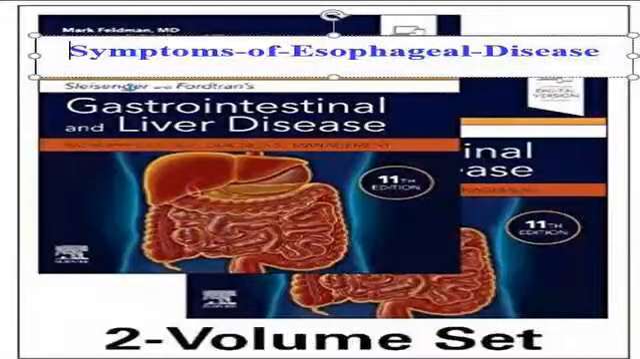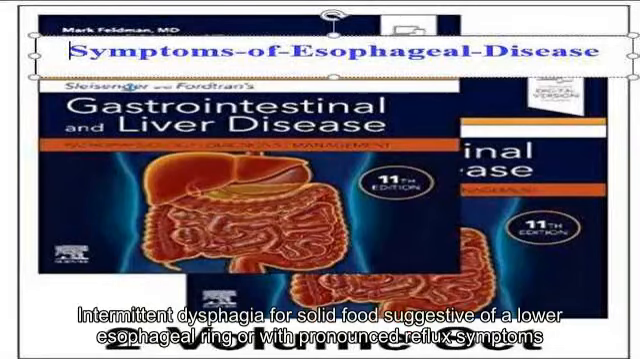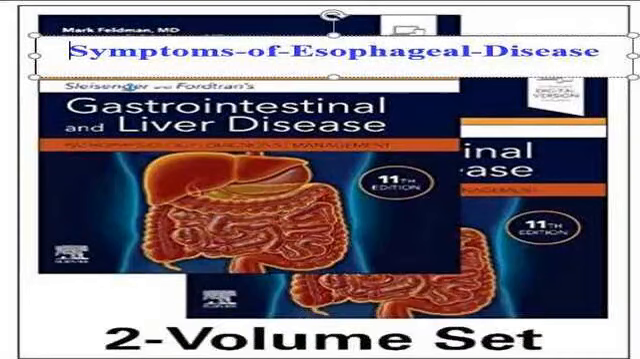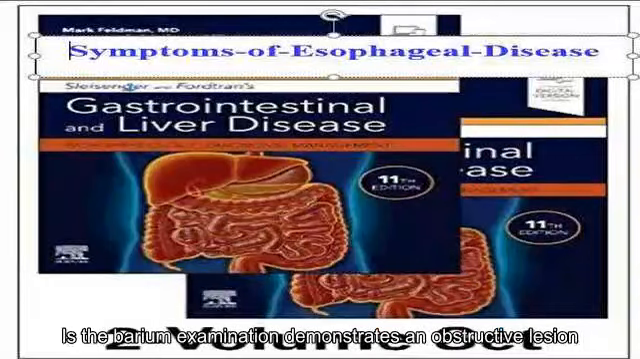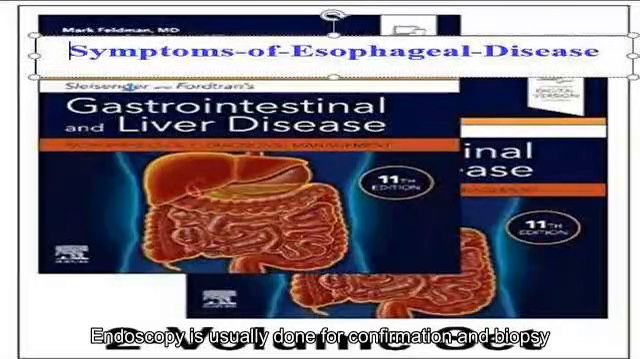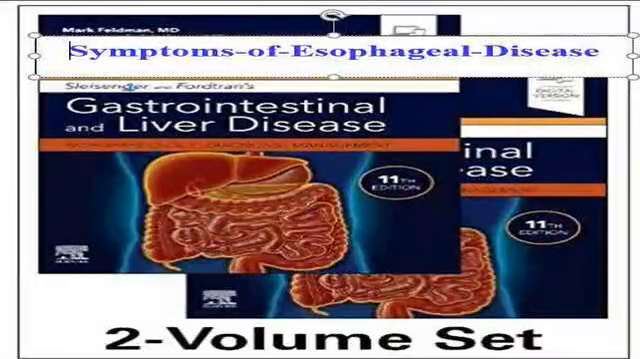Alternatively, many experts have advocated endoscopy as the first test, especially in patients with intermittent dysphagia for solid food suggestive of a lower esophageal ring or with pronounced reflux symptoms. Choice of the initial test should be based on local expertise and the preference of the individual healthcare provider. If the barium examination demonstrates an obstructive lesion, endoscopy is usually done for confirmation and biopsy.